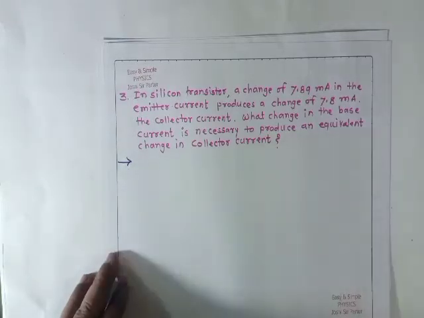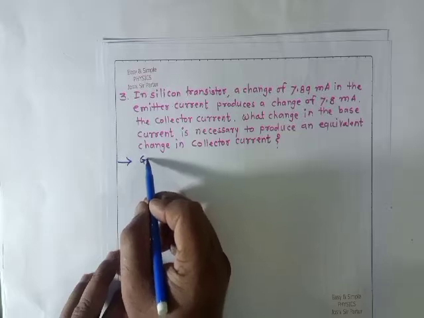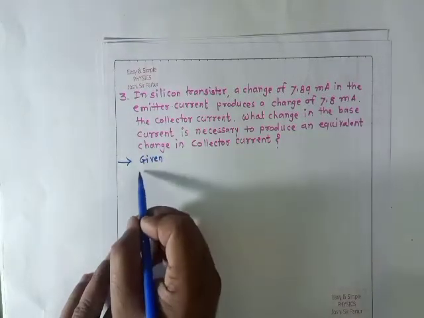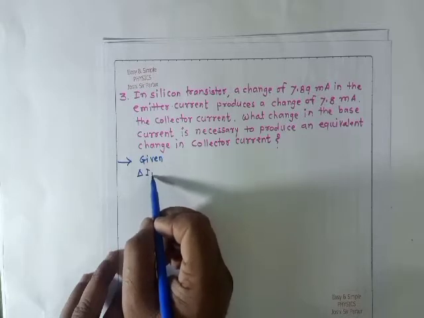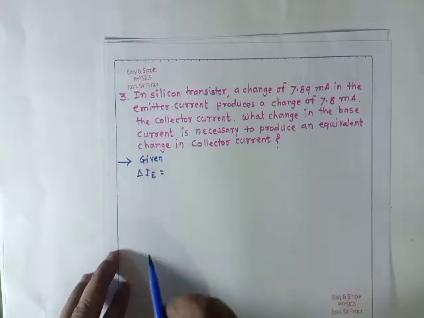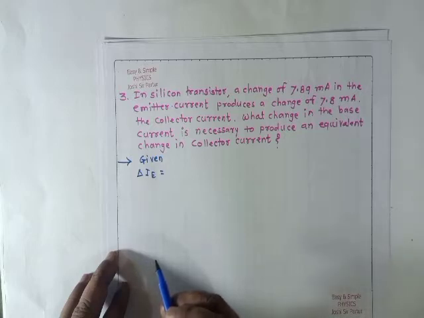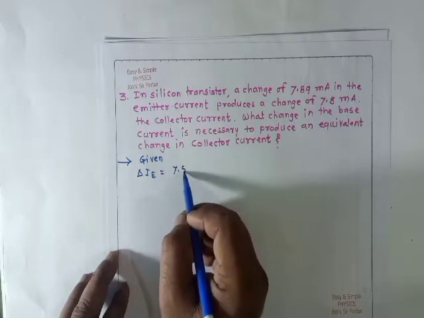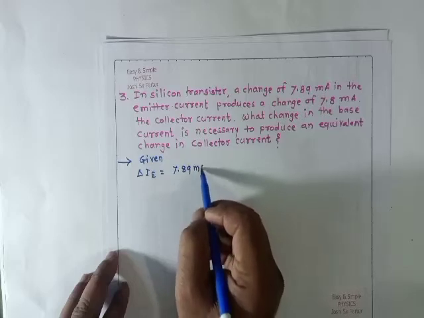So by solving this type of question, given, we say that delta emitter current, that is the change in emitter current, will be 7.89 milliampere.